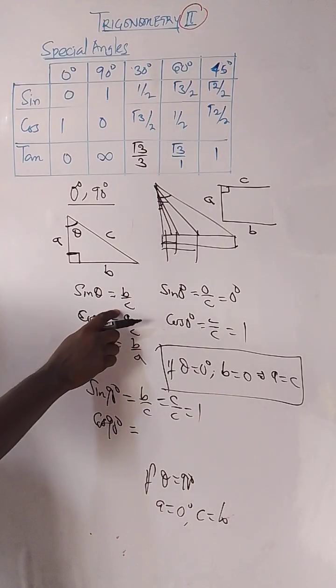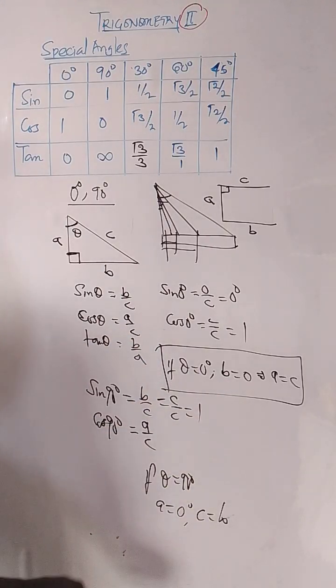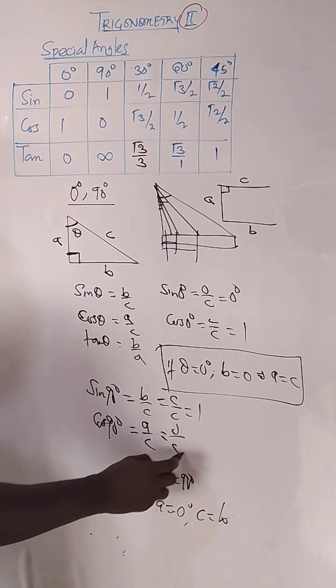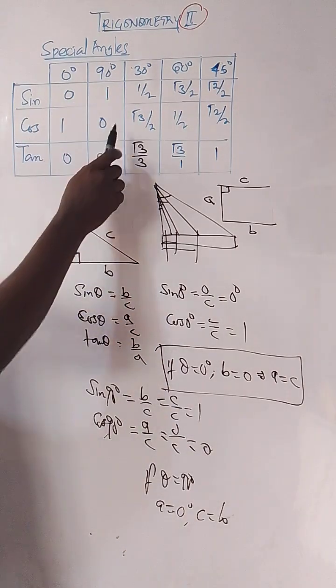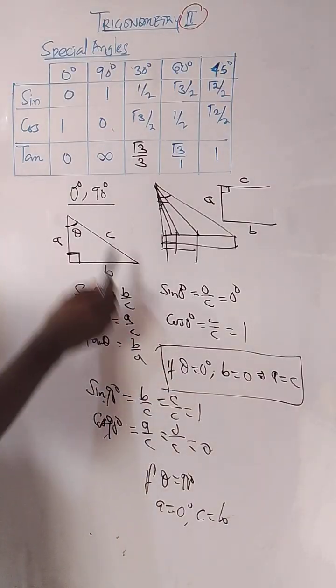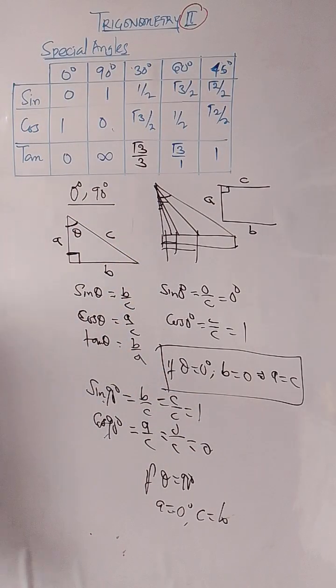How about cos 90? Cos theta is A over C. What's A? A is 0. That's 0 over C, that's 0. That's why cos 90 is 0. Cos 90 is 0, and sin 90 is 1.